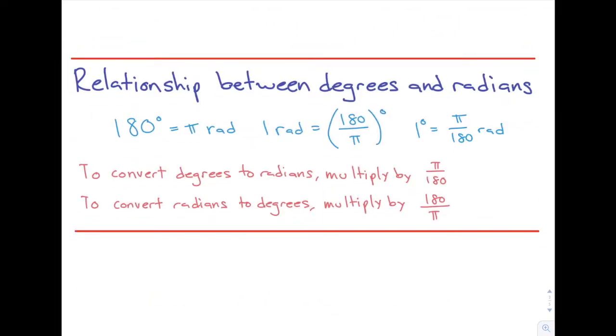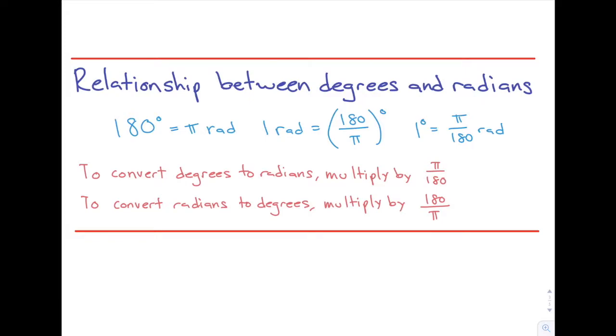The next one is the relationship between degrees and radians. Since the circumference of the circle is 2 pi, and it takes 360 degrees to get around, it would make sense that 180 degrees would be pi radians to get halfway around the circle. So therefore, 1 radian is equivalent to 180 over pi degrees, and 1 degree is pi over 180 radians. To convert degrees to radians, we multiply by pi over 180, and to convert radians to degrees, multiply by 180 over pi.